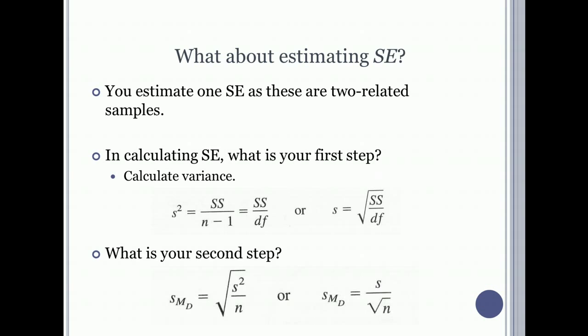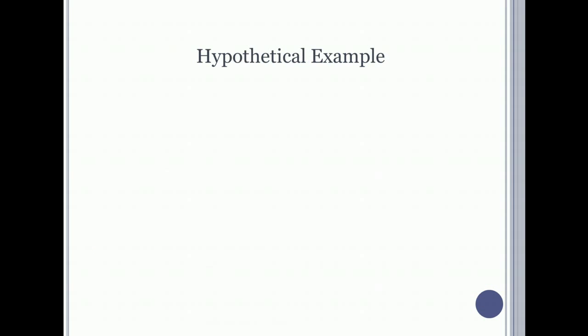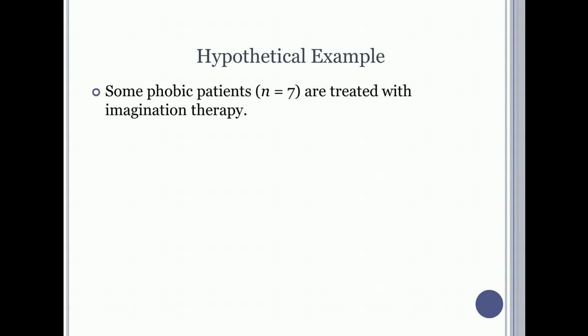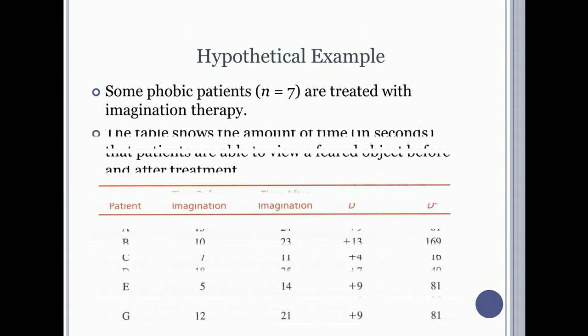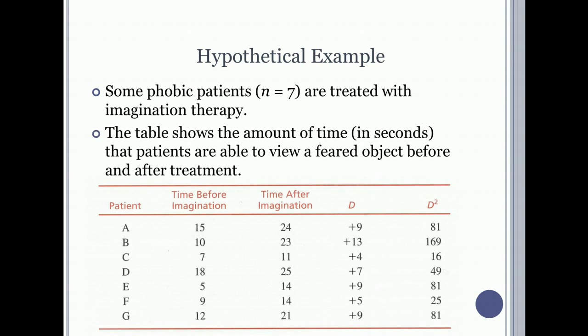So two ways. So let's do a hypothetical example. We have some patients who are phobic, meaning they are phobic of some object or item. There's n equals 7 of them. They are treated with imagination therapy. This is a little table that shows what happens when these patients are treated with imagination therapy. So we have, let's look, patient A through G.